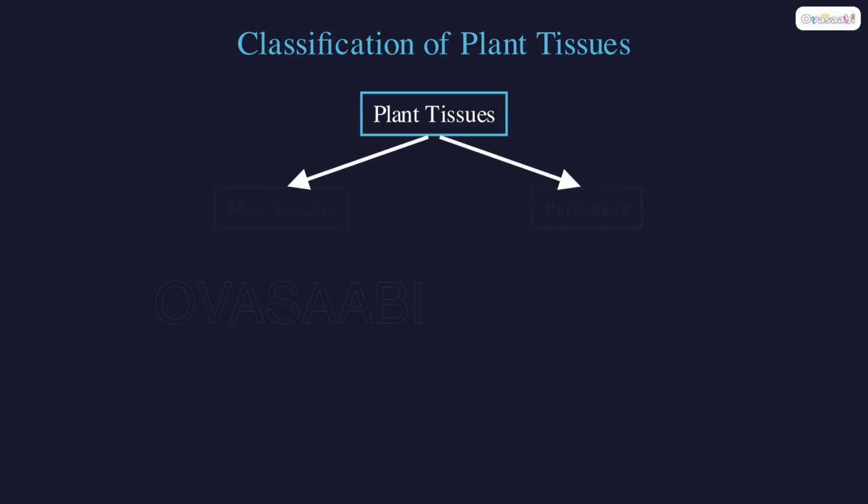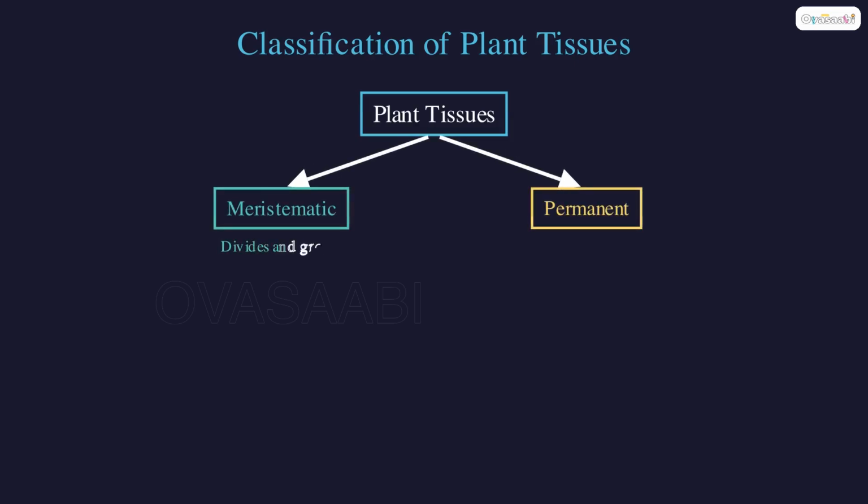Plant tissues are classified into two main groups. Meristematic tissues divide and grow. Permanent tissues are mature and specialized, including the famous xylem and phloem.